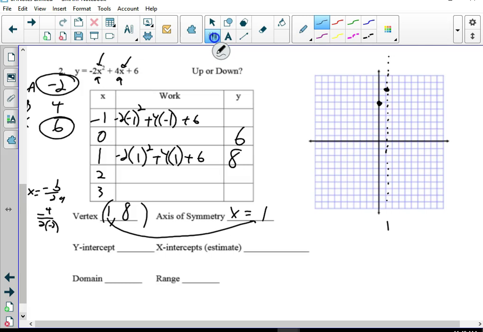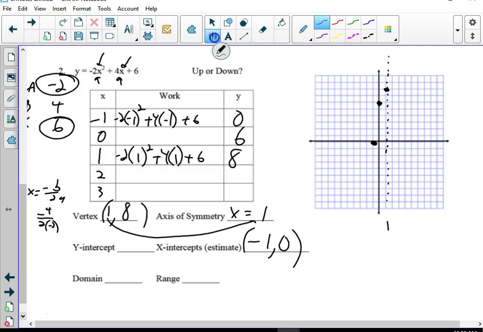So +1 times -2 is -2. 4 times -1 is -4. -4 plus -2 is -6. Plus 6 is 0. So here's my next point right here. -1, 0. And now I'm going to jump ahead here because, hey, guess what? My x-intercept, I already got one. It's not even an approximation. I know one of my x-intercepts is -1. It's right there.